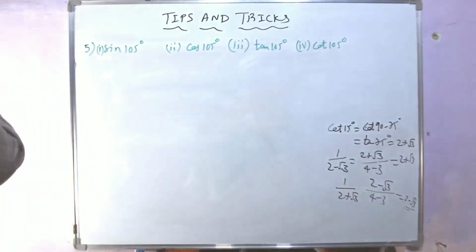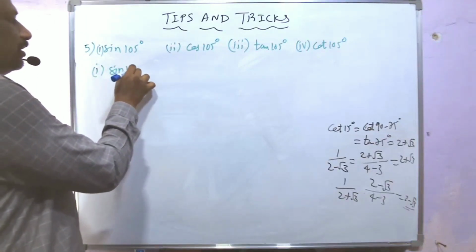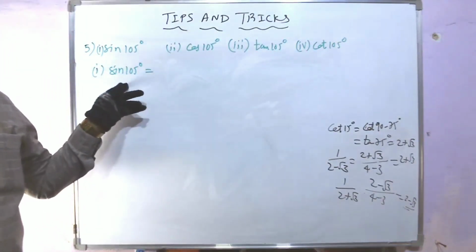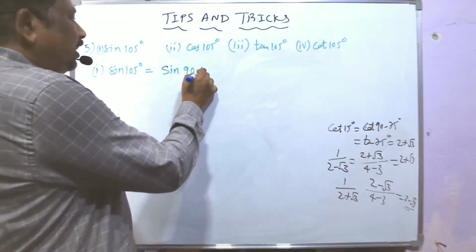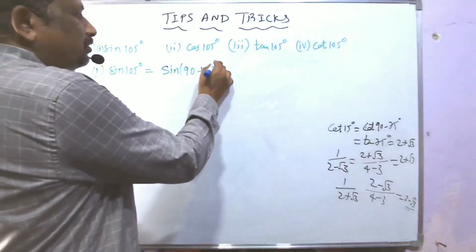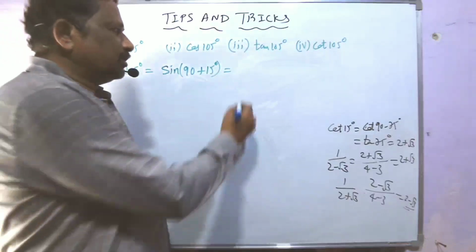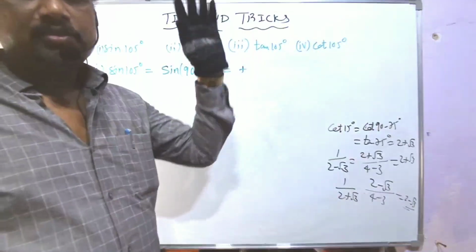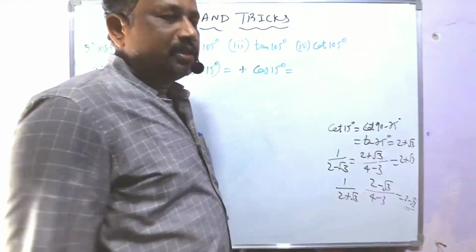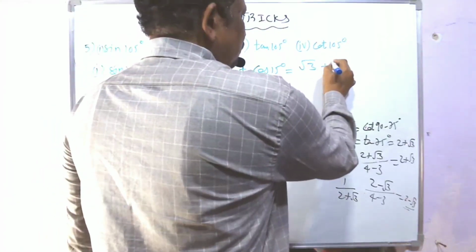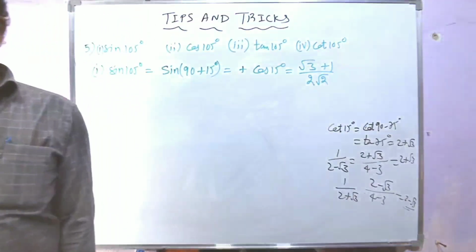Okay. So now carefully observe the first one. We will take sin 105 degrees. This can be written as sin (90 plus 15) degrees. So it falls in the second quadrant. In the second quadrant, sine is positive, so plus will come. It is operating on the y-axis, so the ratio changes: cos 15 degrees. So what is the cos 15 degrees value? Root 3 plus 1 by 2 root 2.